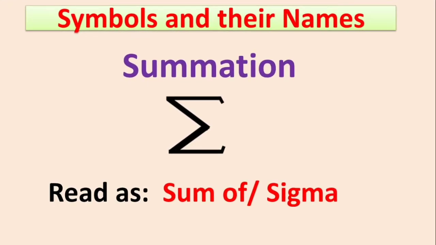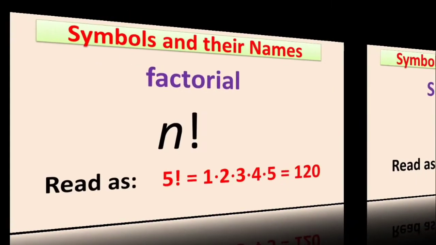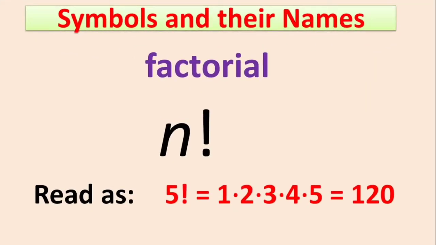The first symbol in this list is summation symbol. This is also called as sigma and read as sum of or sigma. This symbol is used for total addition. The next symbol in this presentation is factorial. For example, 5 factorial means multiplication of 1 into 2 into 3 into 4 into 5, as you see above.